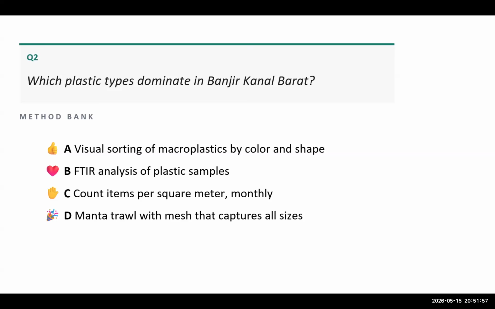Option B, good. Anyone else? Option C, counting items per square meter. B. So we have 2 for B, 1 for C.